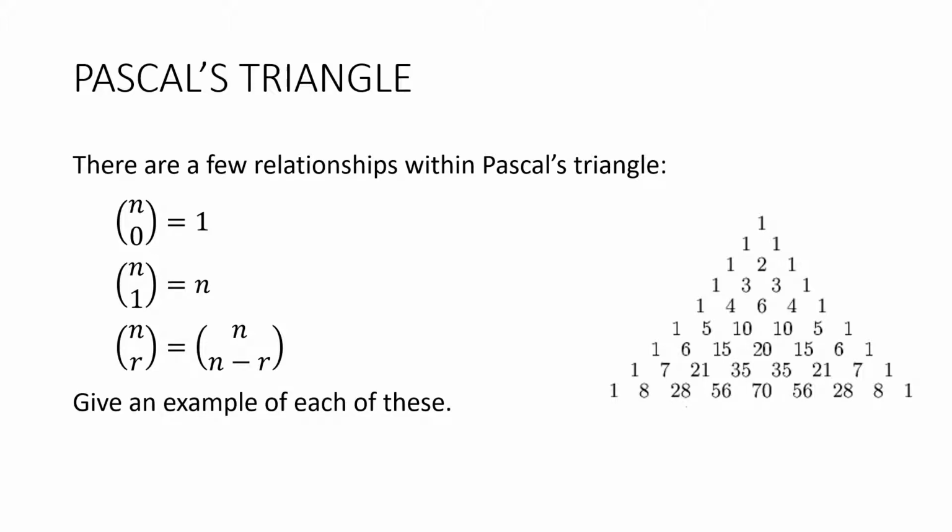So let's give an example of each of these. So this one here, well, let's choose 7C0, that will equal 1. 6C1 will equal 6. Let's have a look at this one here. 4C1 will equal 4C3.